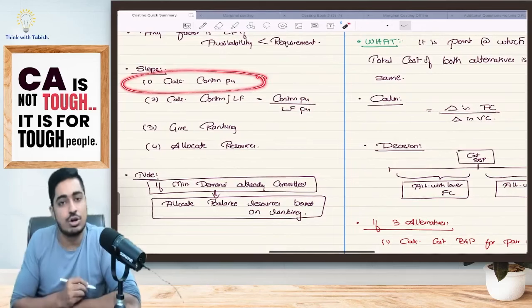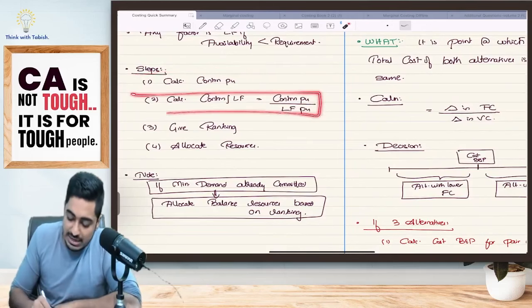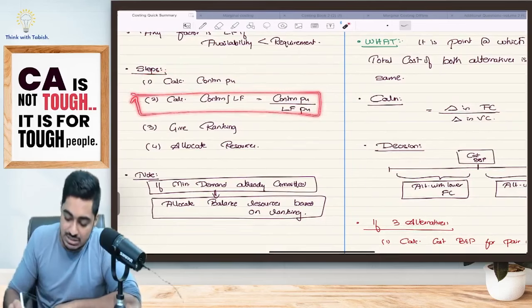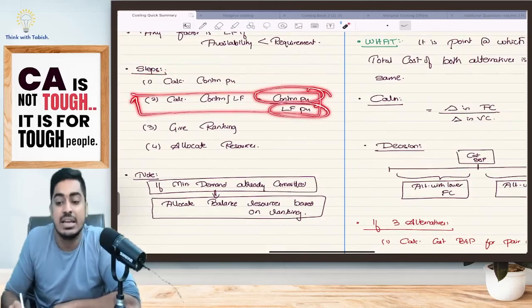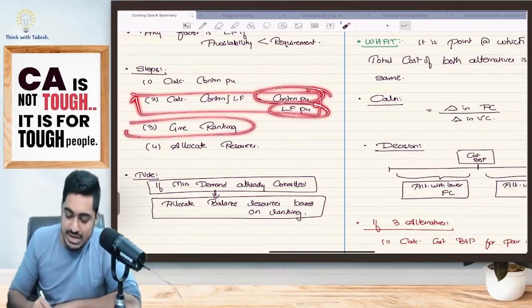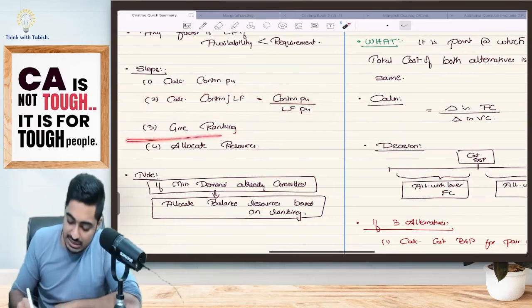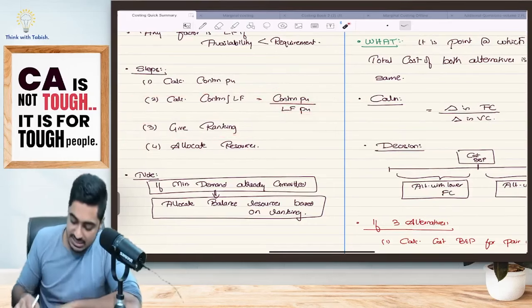Step 1, calculate contribution per unit. Step 2, calculate contribution per limiting factor, which is contribution per unit divided by limiting factor per unit. Once you do that, give a ranking. Based on that, allocate your resource. Is this clear? Clear, sir.